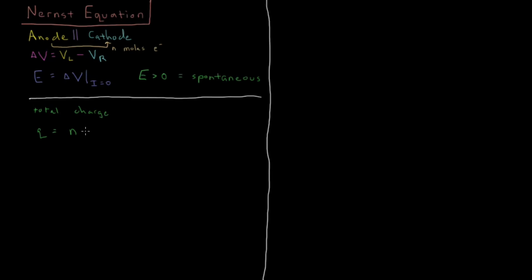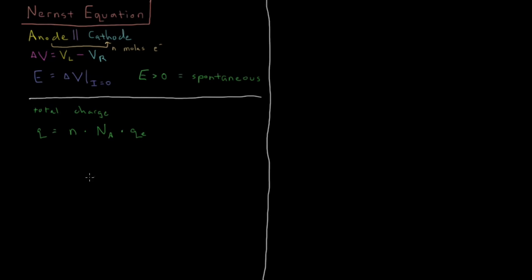So that'd be N times Avogadro's number, which goes from number of moles to actual number of electrons. Then we have the number of electrons here, and multiplying that times the charge of the electron, Qe, gives us the total charge which passes through during the course of the reaction.